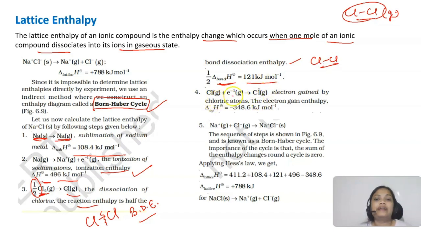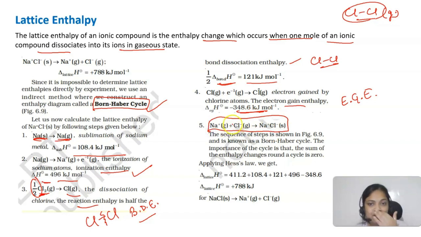Now this chlorine atom will gain an electron to form a chloride ion. At that time, when an electron is gained by an atom to form a negative ion, energy is released. That is called electron gain enthalpy. So that will be negative. And in the fifth step, we have now formed the ions, and those ions will combine to form NaCl.